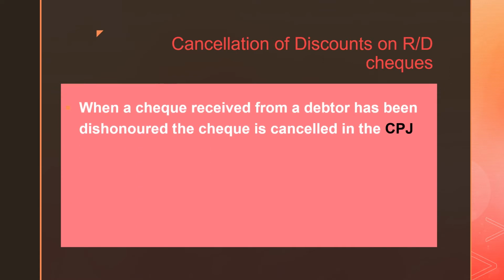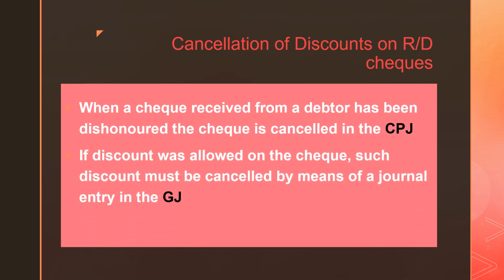So when a check is received from a debtor that has been dishonored, the check is cancelled in the CPJ. The discount on the check, however, we could have given the debtor a discount for settling his account on time, and the discount is an expense to the business, and then it needs to be cancelled if we didn't receive the money from the debtor. So that cancellation is done in a general journal.